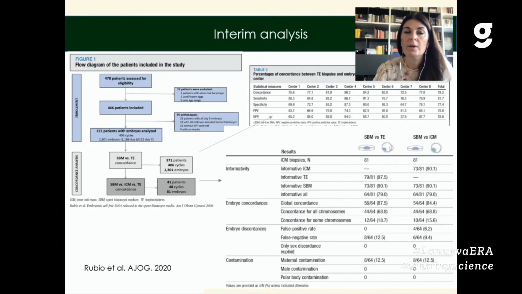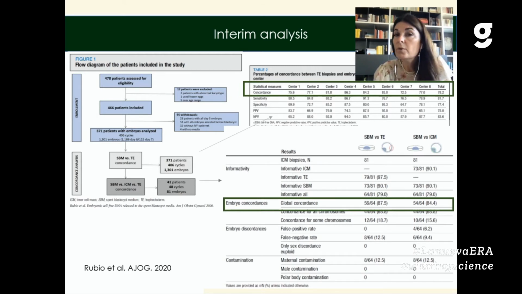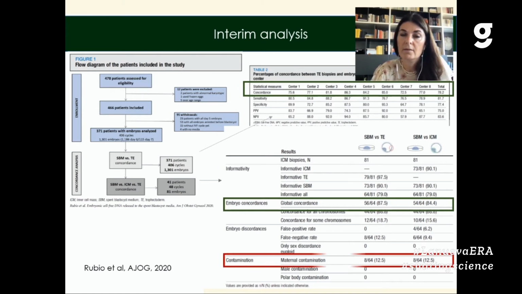And in fact, we still have to optimize, although involving different centers, we are really able now to assess the expected concordance between the culture media and the trophectoderm biopsy, but also the concordance between trophectoderm biopsy, culture media, and inner cell mass DNA. And we are between 80 and 90% concordance, which is really very interesting. Non-invasive, easier to implement, so very interesting for the future because it will be less costly and more accessible to all.